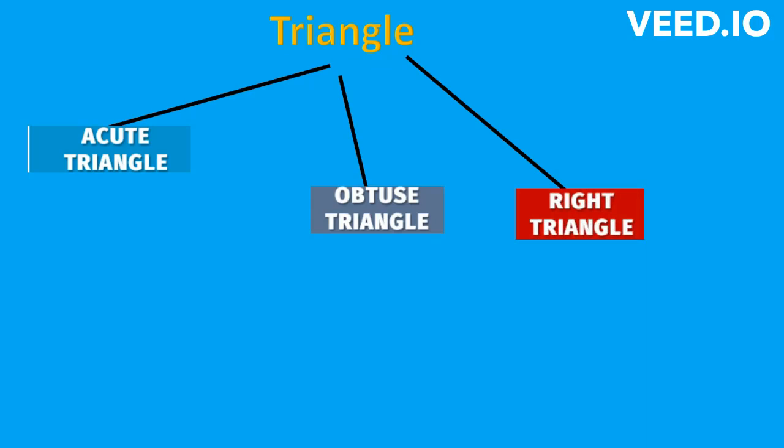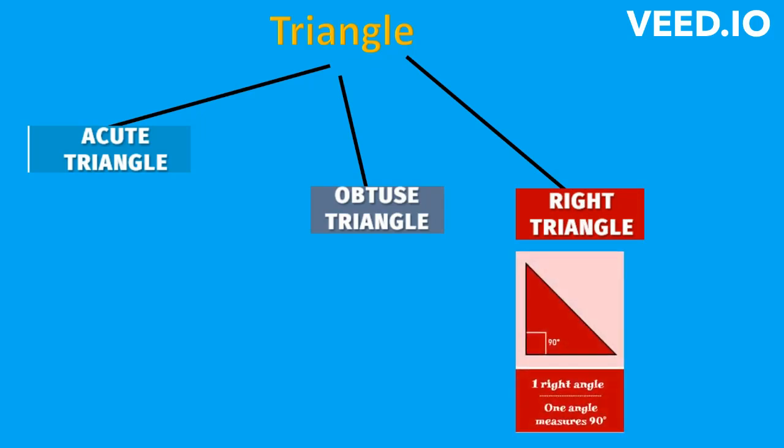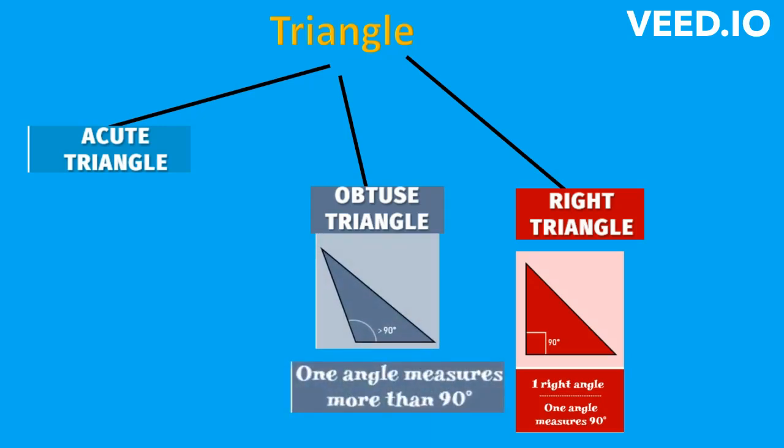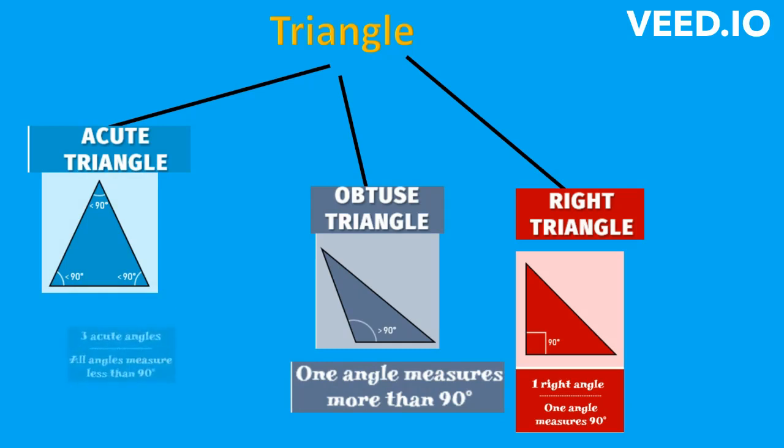In a right-angled triangle, we have one right angle, that is 90 degrees. In obtuse, we have an angle which is more than 90 degrees. In acute triangle, all the angles are lesser than 90 degrees each.